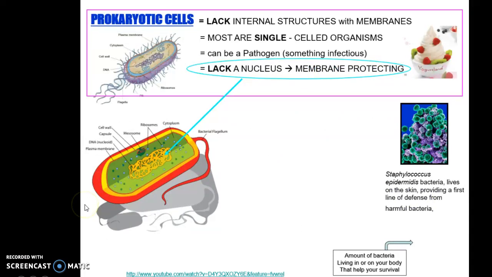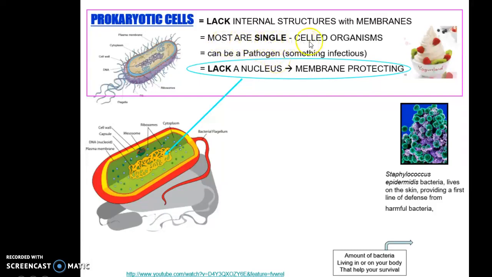All right, ladies and gentlemen, this is slide 15. In your notebook, please write slide 15 and go ahead and pause the screen, and let's get the official definition for prokaryotic cells. It says they lack internal structures with membranes. So they don't have a lot of membranes or thin cased areas. They don't have a lot of little parts inside them that are contained in membranes.